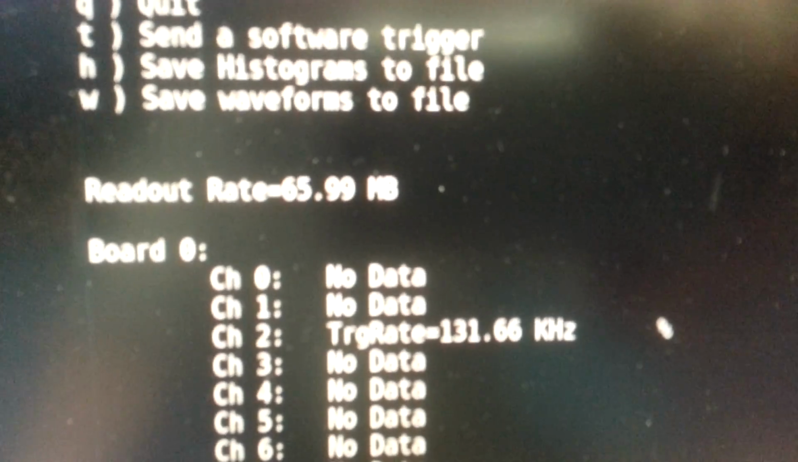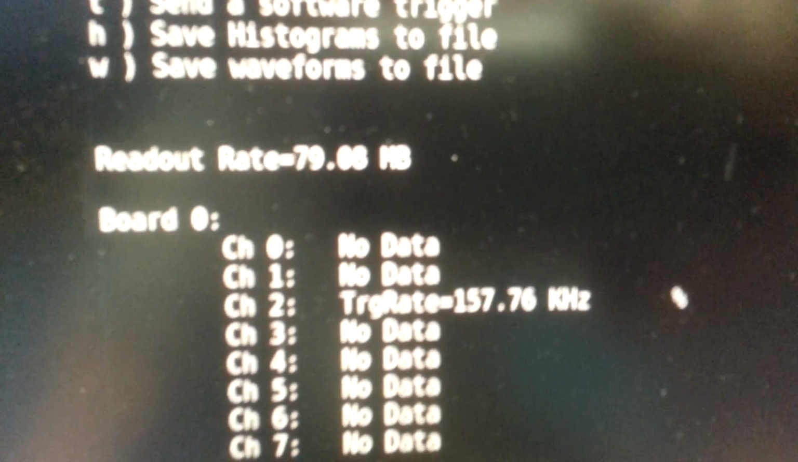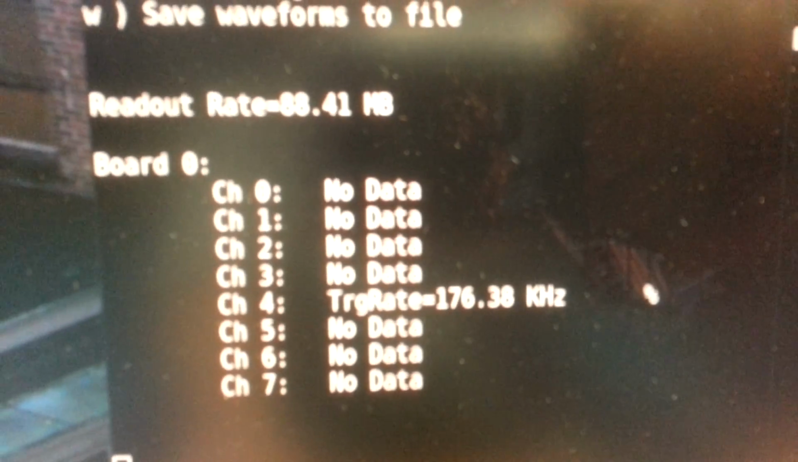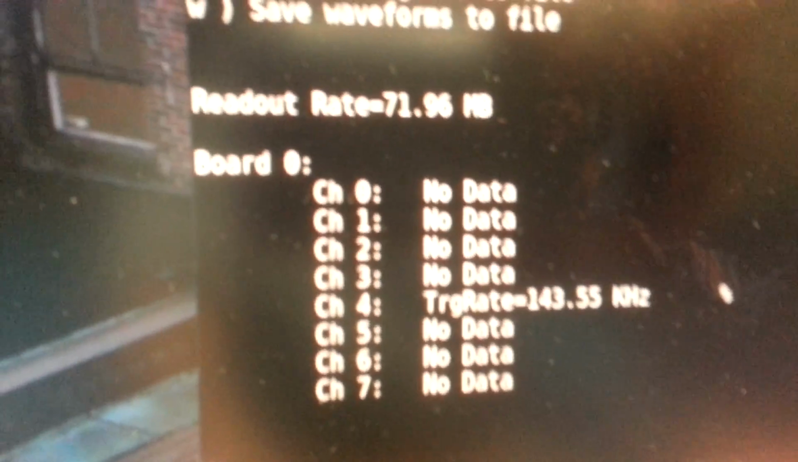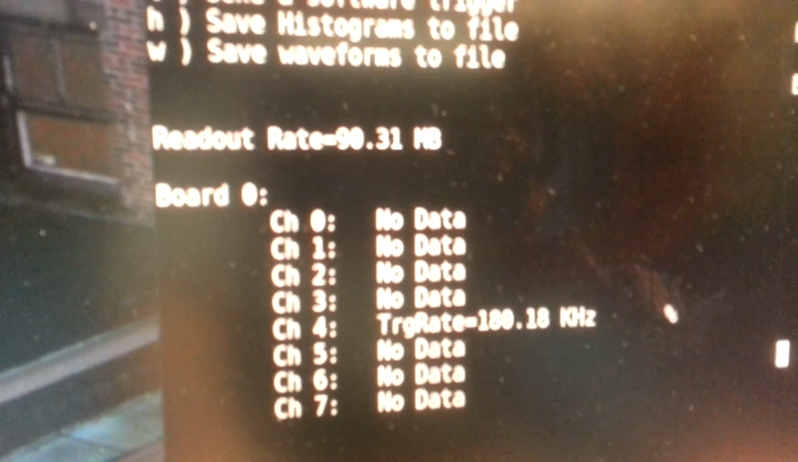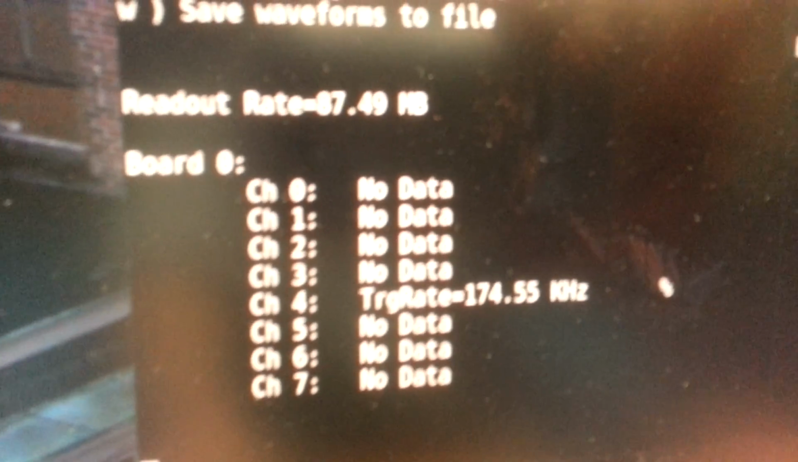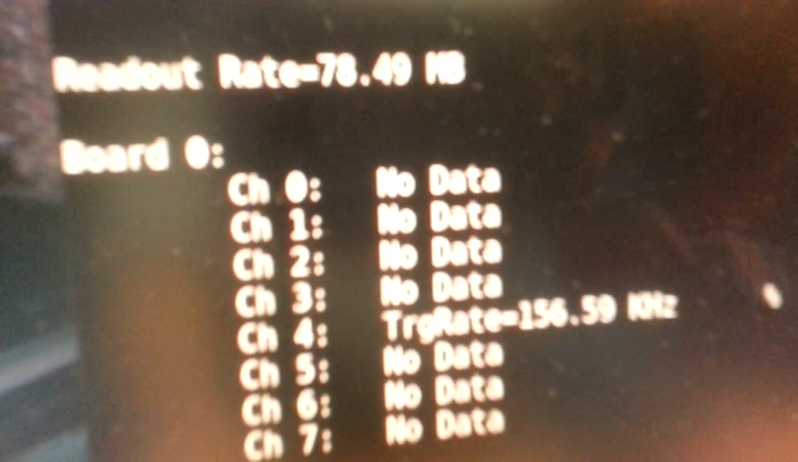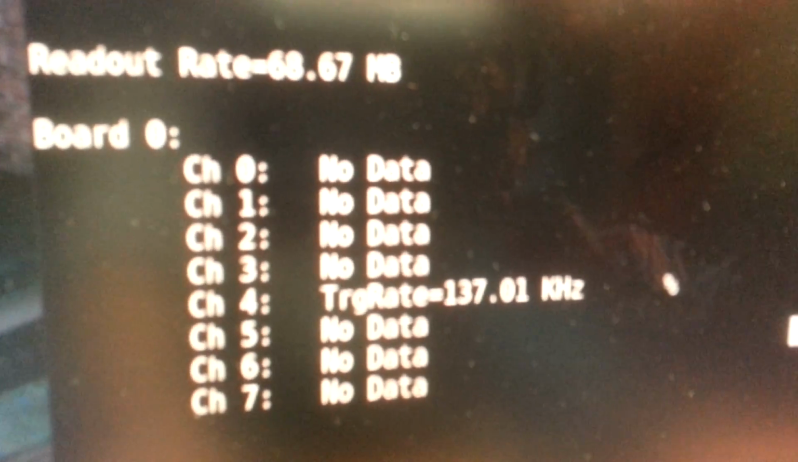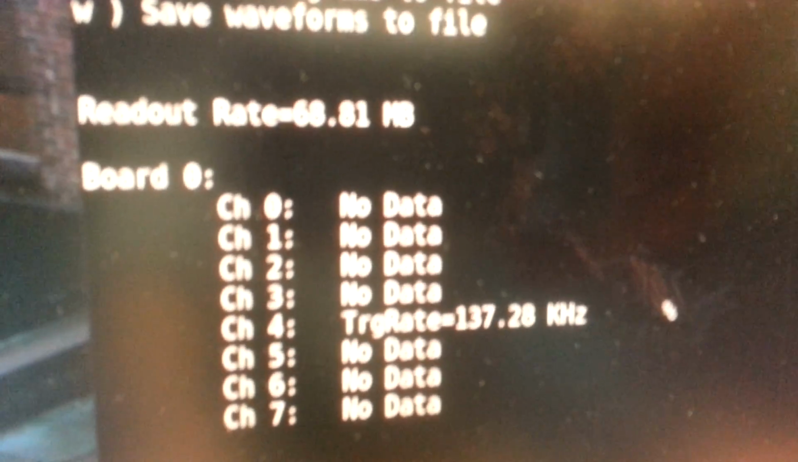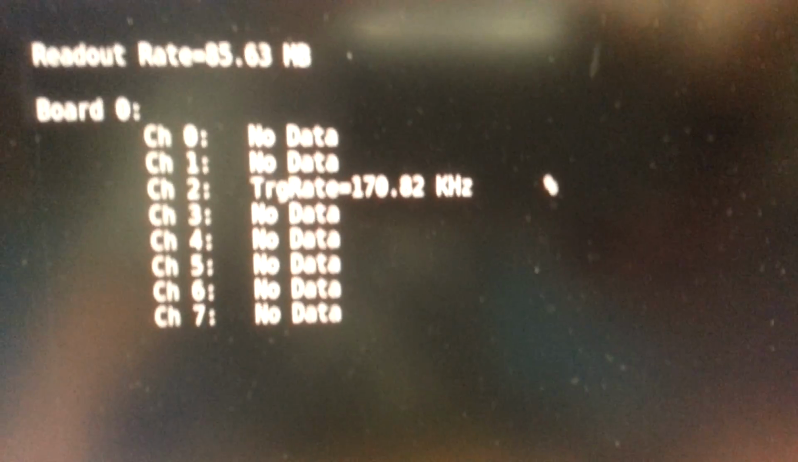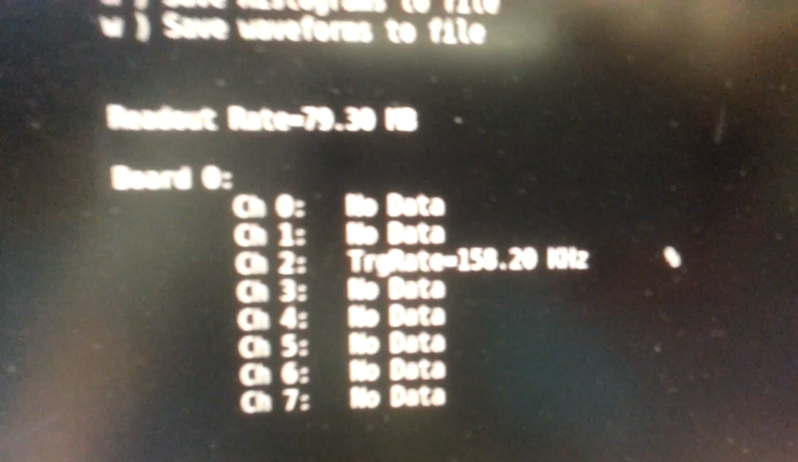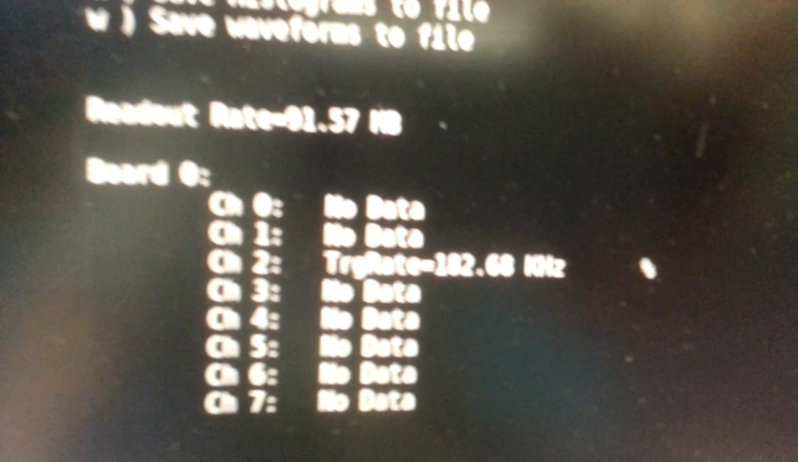81, 83, 67, 56. And if you come over here to the first terminal, again, you see it bouncing around, not holding, now down to 37, now you saw it at 37. It really seems like there's some kind of bottleneck, or an inability to hold the two data streams running at full throttle.